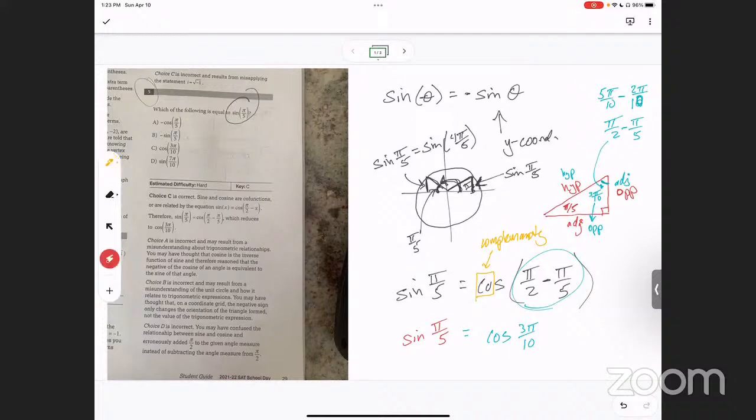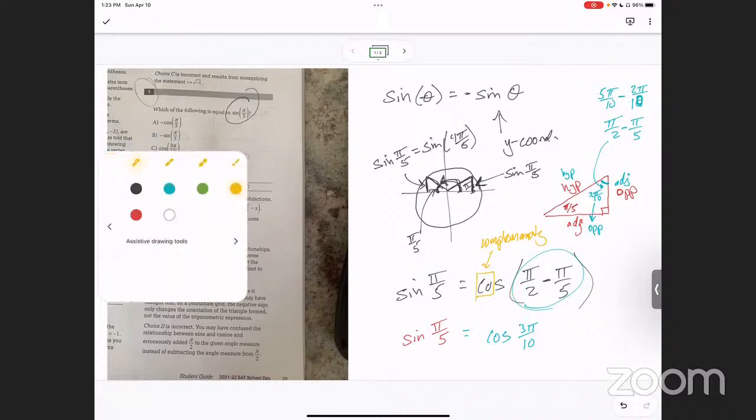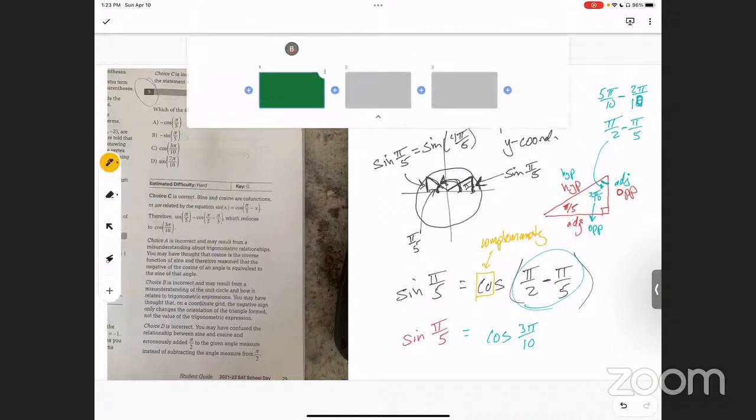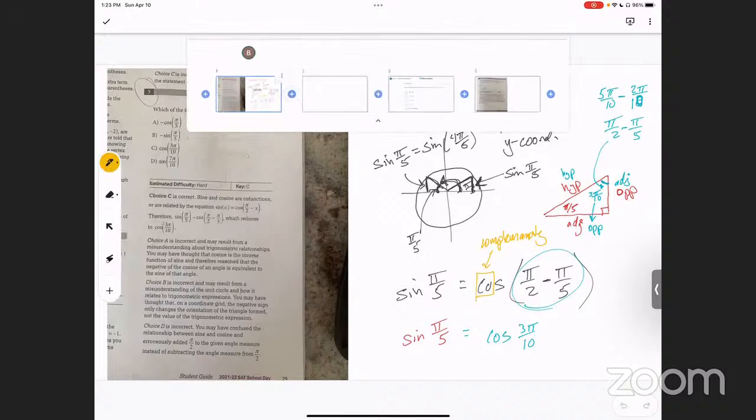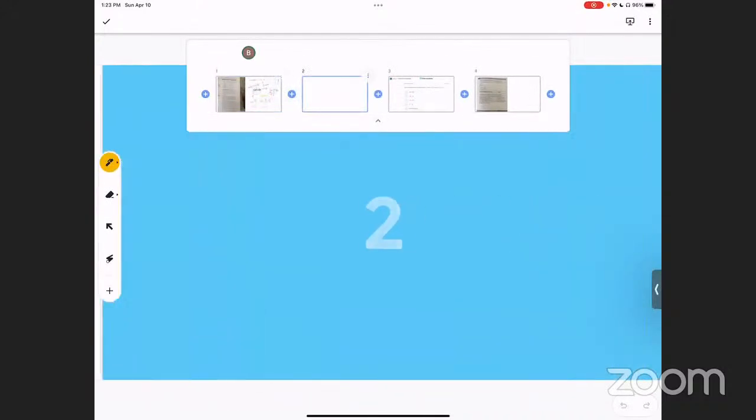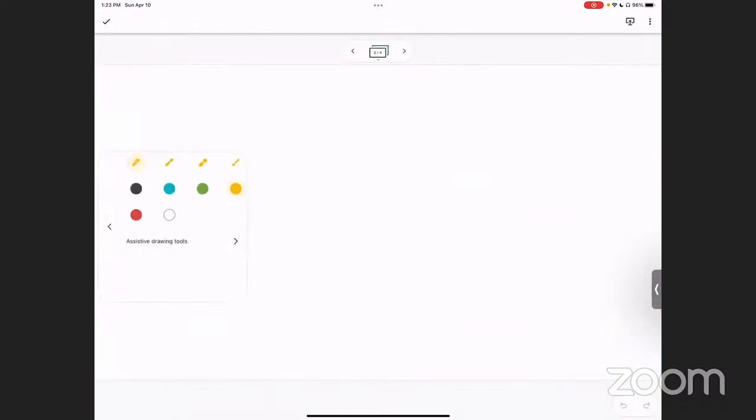I'll say that again. Let me give some simpler examples so you get what I'm saying here. Can I create a new slide here? I'll go on the next slide. Okay. The cosine of 30 is equal to the sine of 60.